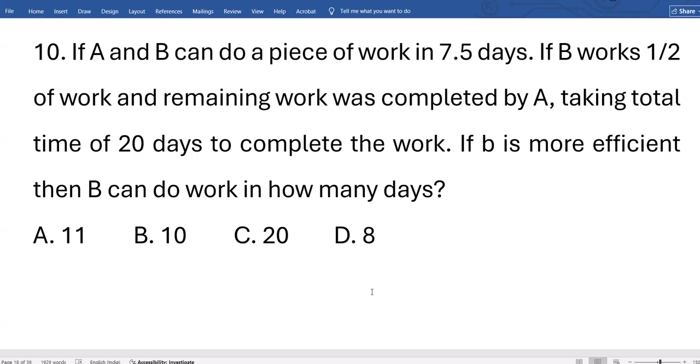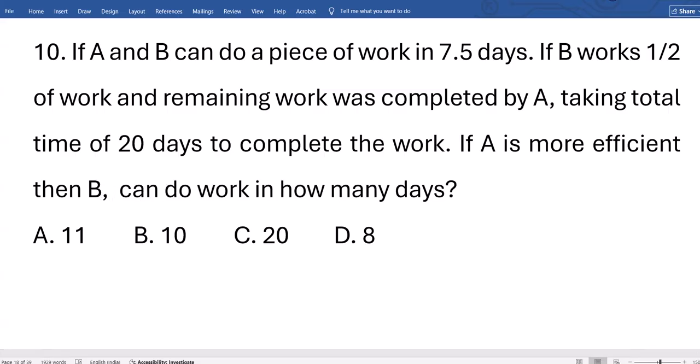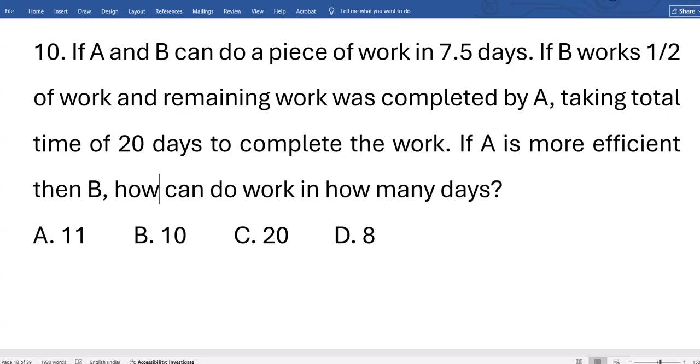Last line there is some mistake. Let me cross verify what it is. Yeah, how long B alone? If A is more efficient than B, how long can B alone do the job? If A is more efficient than B, how long B alone can complete the job?